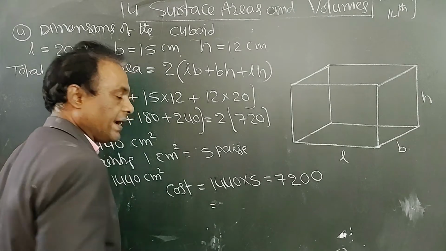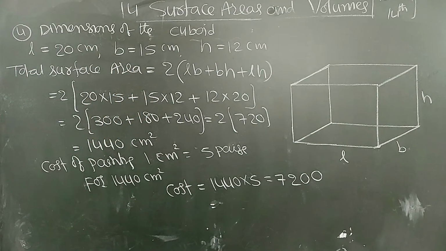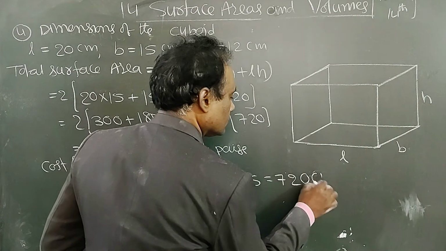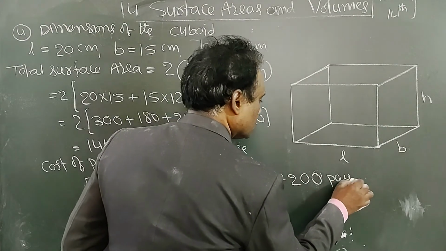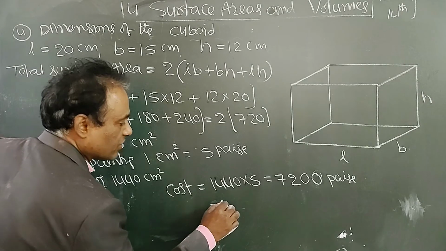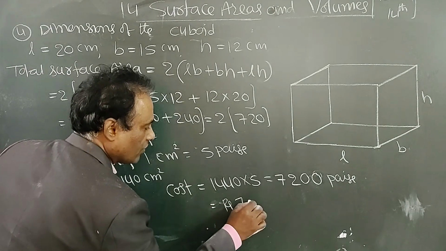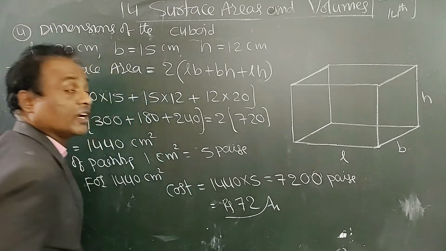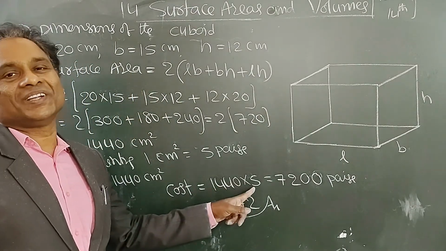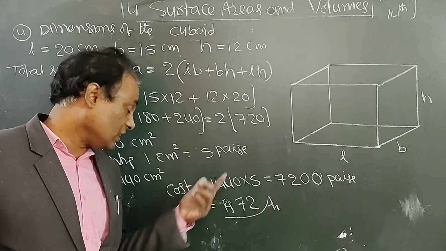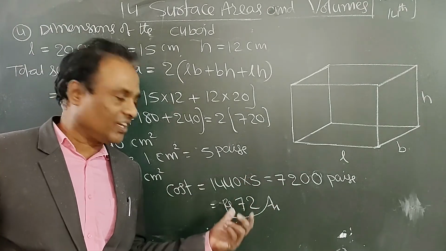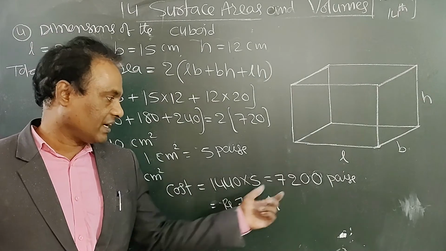This is in paise. Now do the simplification. 7200 paise, how many rupees? 72 rupees. 7200 paise, because 5 paise per square centimeter. So the cost in rupees will be 72 rupees. Paise and rupees.